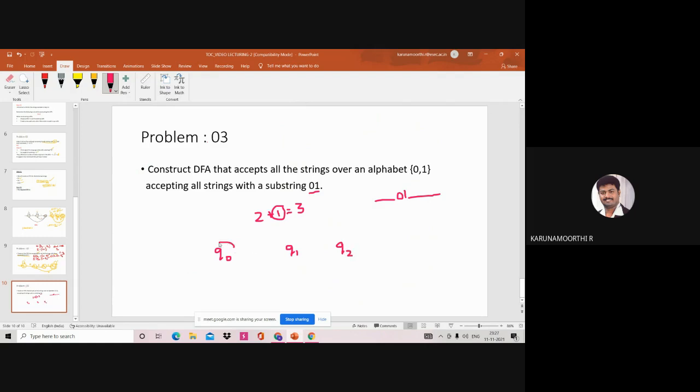Right. So this is my start state. Q2 is my accepting state. So 0, 1 is my first string, okay? So 0, 1 is accepted, right?